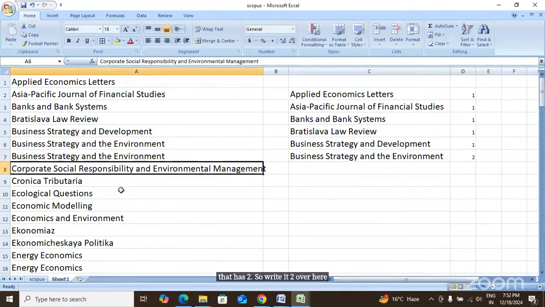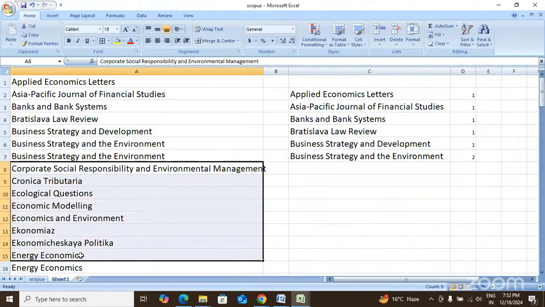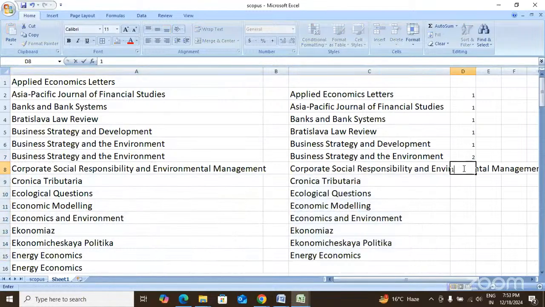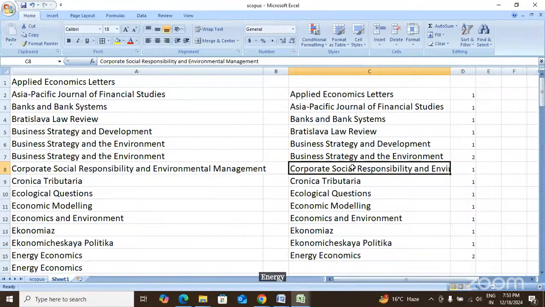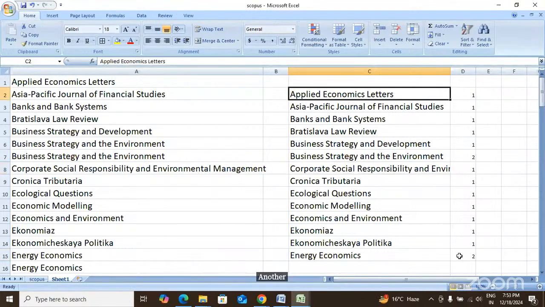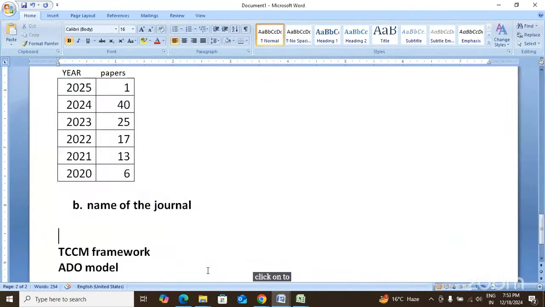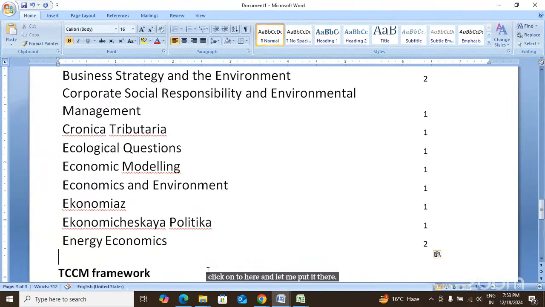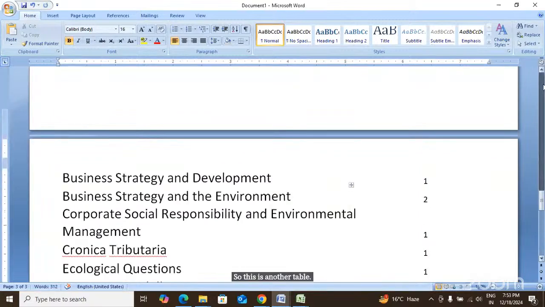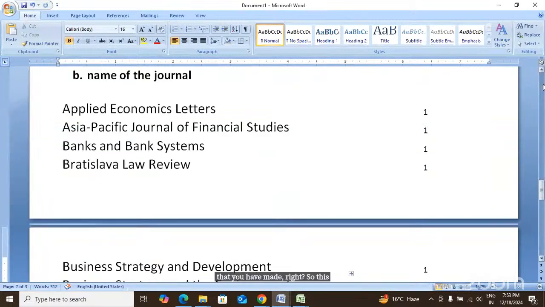Next is this, till here. This is one, one, one. Energy economics is two. So you can make another table like this. Let's do it till here only. Let me click here and put it there. So this is another table that you have made, right? This is the second table that you can make in your SLR paper.